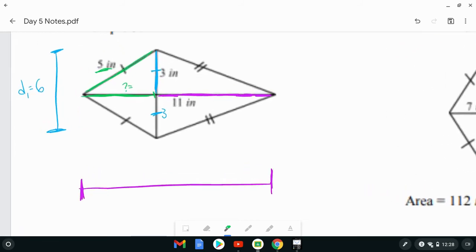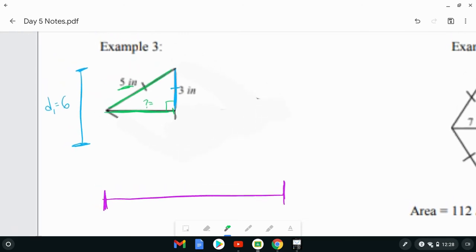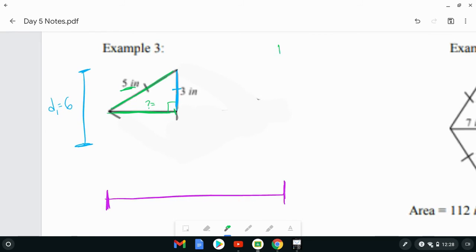Well, if we just kind of, I'm going to put this back in a minute, but if I white out everything else besides that part that we're looking at, notice we get a nice right triangle. Our properties of a kite state that the diagonals do in fact meet at a 90-degree angle. So just like we did before, leg squared plus leg squared equals hypotenuse squared.